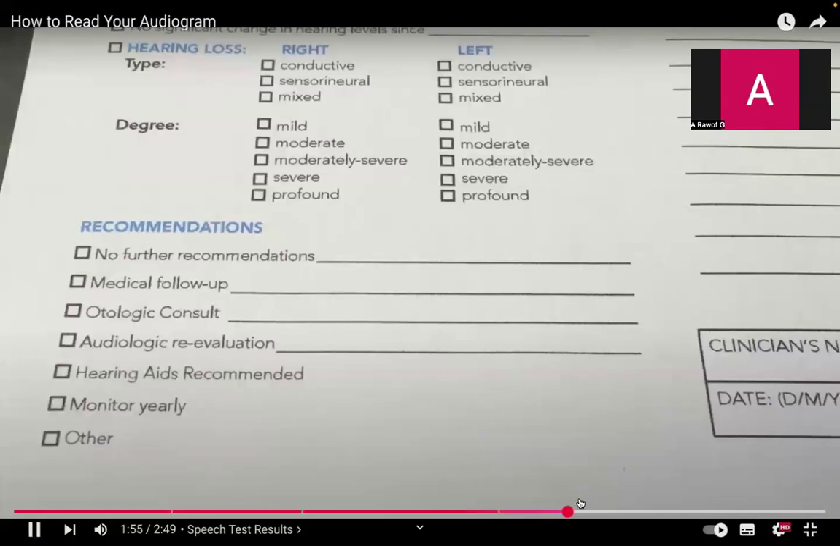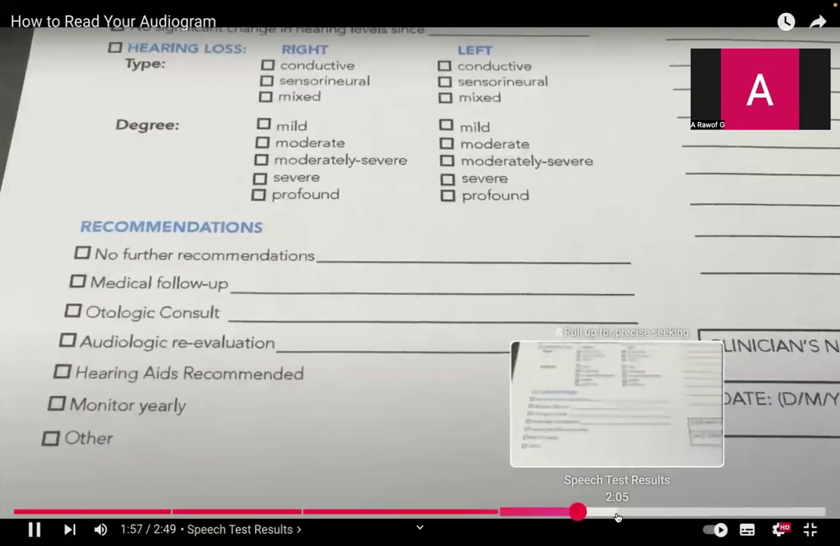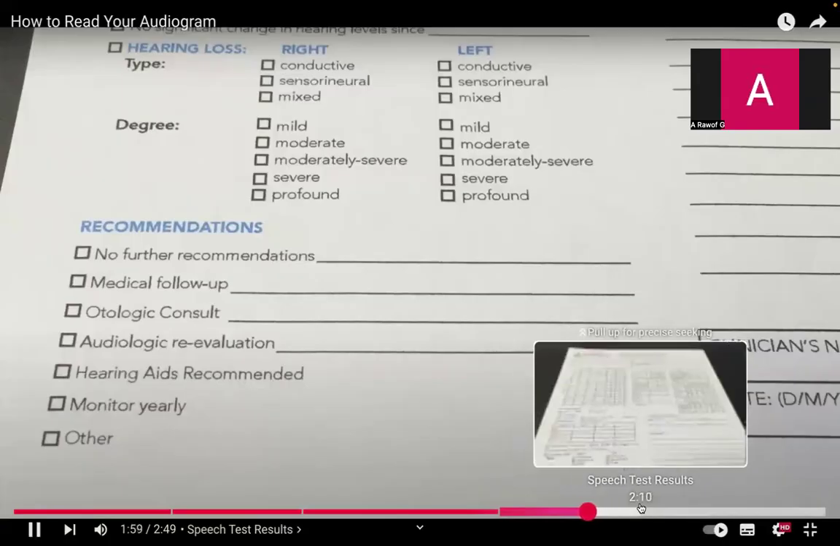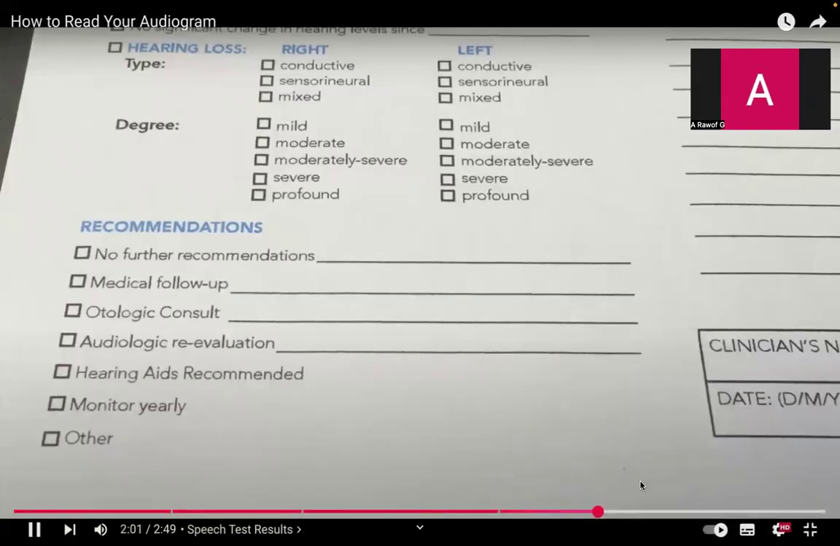After all the testing, we like to put our recommendation. Some tests may be inconclusive, and we need you to follow up with your doctor. Others may need a trial with hearing aids, and we'll guide you through that process. Or we may ask you to come back in a year or so to keep an eye on how your hearing is progressing.